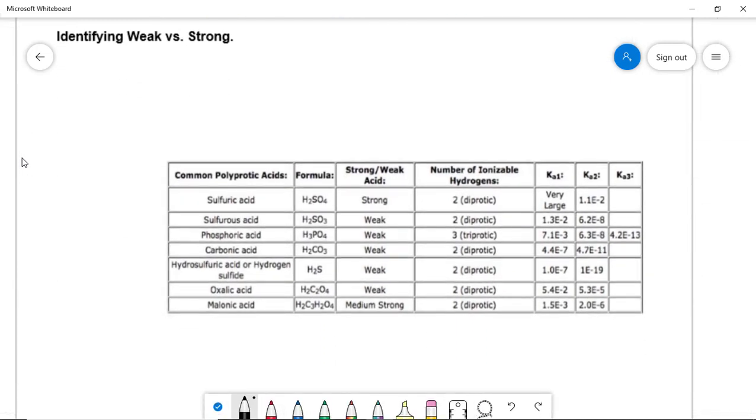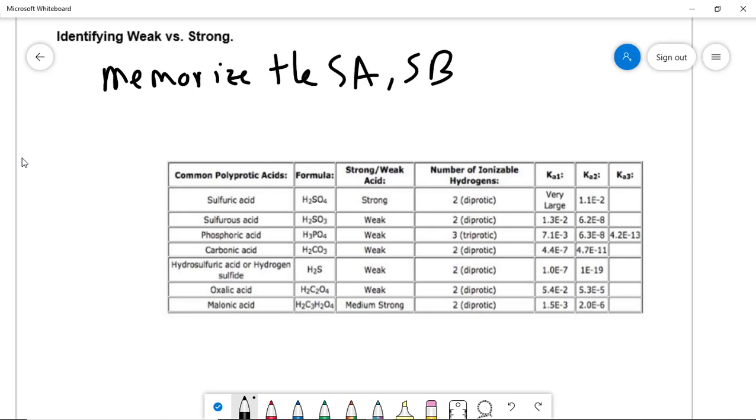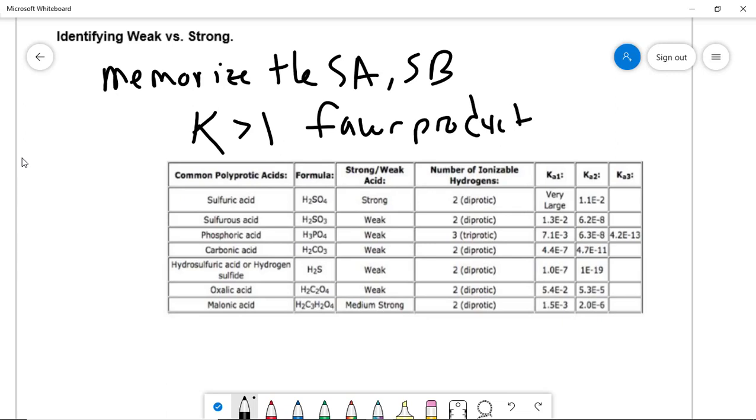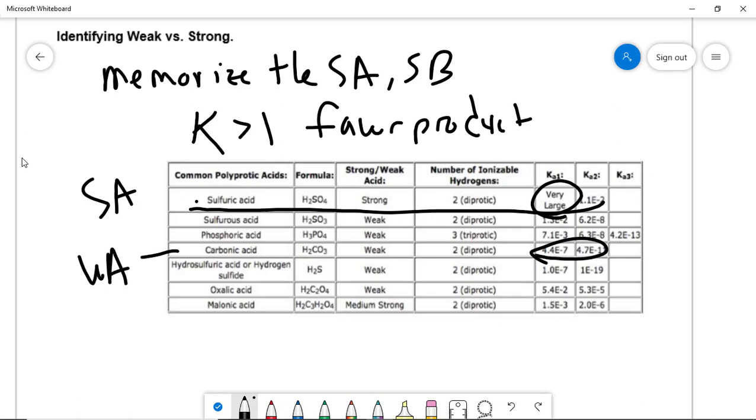So what are some key ways to identifying weak versus strong? It's memorizing. Memorize the strong acids and strong bases. Okay. You can also look at K. Remember that if K is greater than 1, that favors product, which tends to favor dissociation. So again, sulfuric acid here, great example of that. Sulfuric acid, you know, is a strong acid because it 100% completely dissociates. So you see that here with your Ka value being very large. But as I go down here and look at carbonic acid, the Ka values are very small, so this must be a weak acid. Okay.